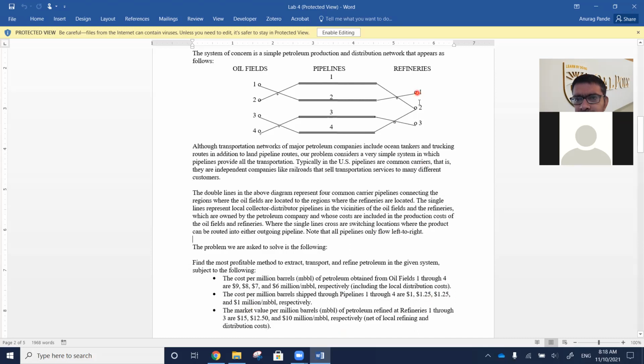And then at each of these refineries, you make money. You sell your raw crude oil to these refineries. And the market value at each of these refineries is 15, 12.5, and 10 million per million barrels.